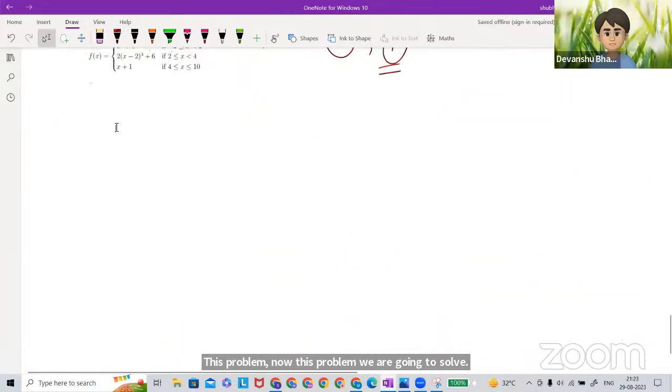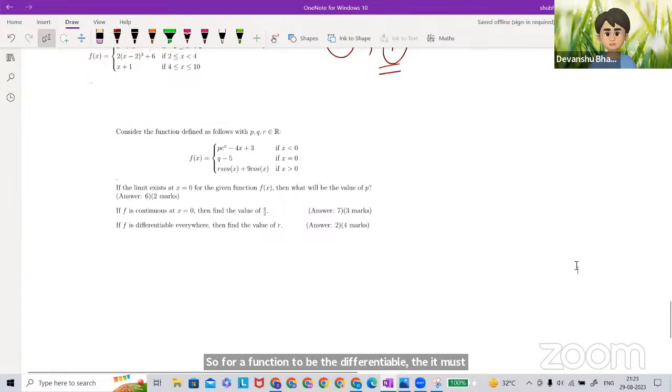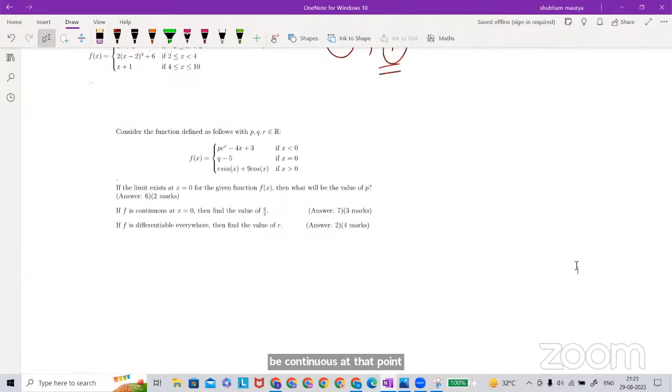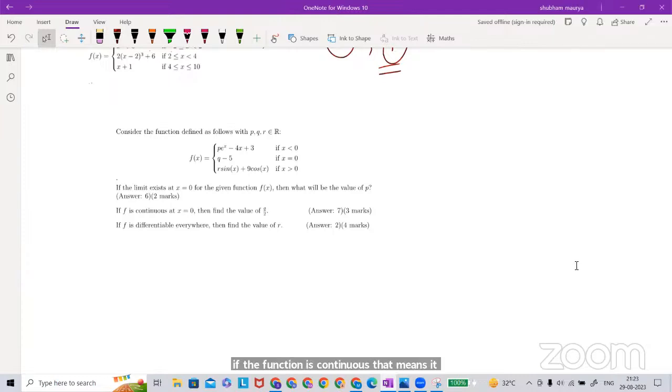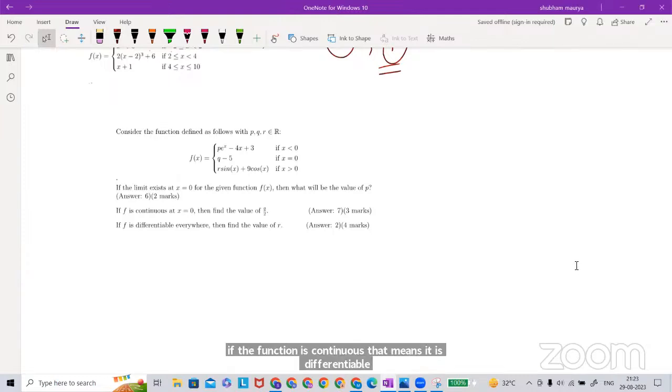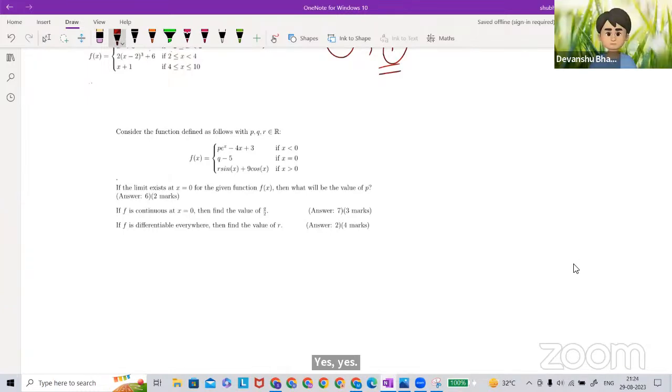Sir, for a function to be differentiable, it must be continuous at that point. Yes. So can we take it the other way, like if the function is continuous, that means it is differentiable? No, no, no. If it is continuous, it is not necessary that it is differentiable. Not every continuous function is differentiable. Yes. Okay.